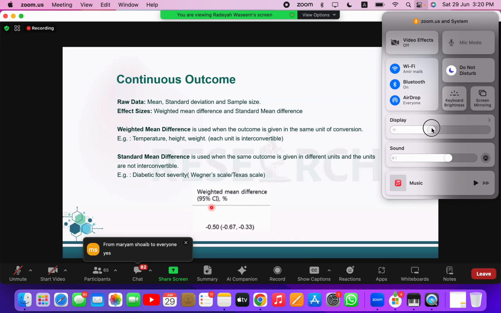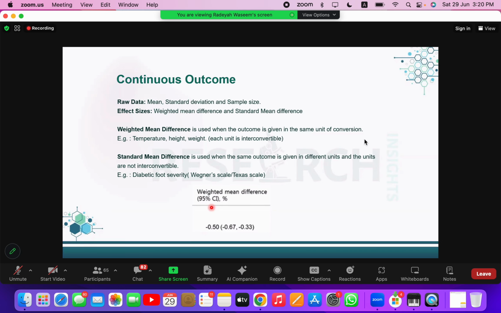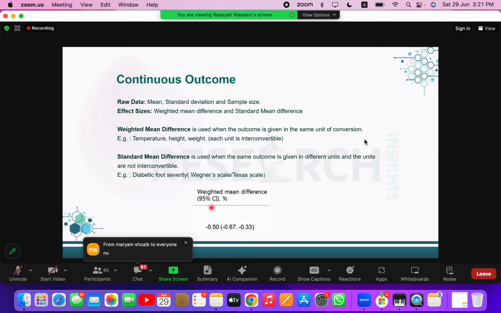Now, this is something new. While discussing dichotomous outcomes, can you tell me, will the effect size ever be negative? Have we seen a negative effect size for dichotomous outcomes? No, you will not see a negative effect size for dichotomous outcomes, but you will see a negative effect size for continuous outcomes, okay?